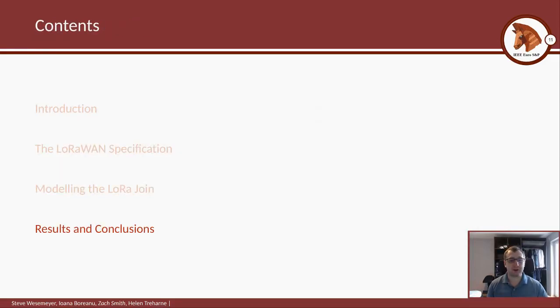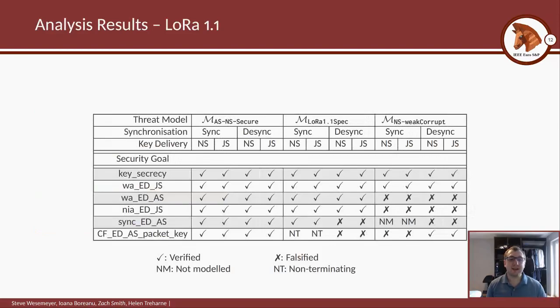Let's look at our results now. Our analysis identified novel attacks on several variants of the 1.1 version of the Join protocol, including those which most closely followed the security assumptions of the original specification.